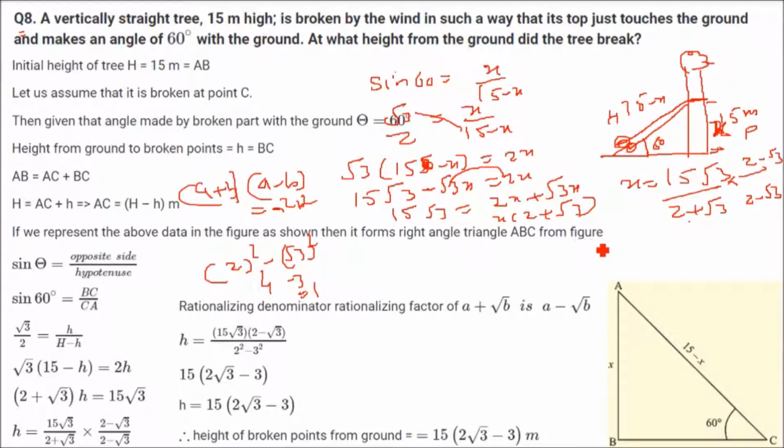Right? What do you get in the numerator? The denominator is 1. So x will be equal to 15 root 3 times 2 minus root 3. Just multiply root 3 inside. So it will be 15 times 2 root 3 minus 3. So this is your answer.